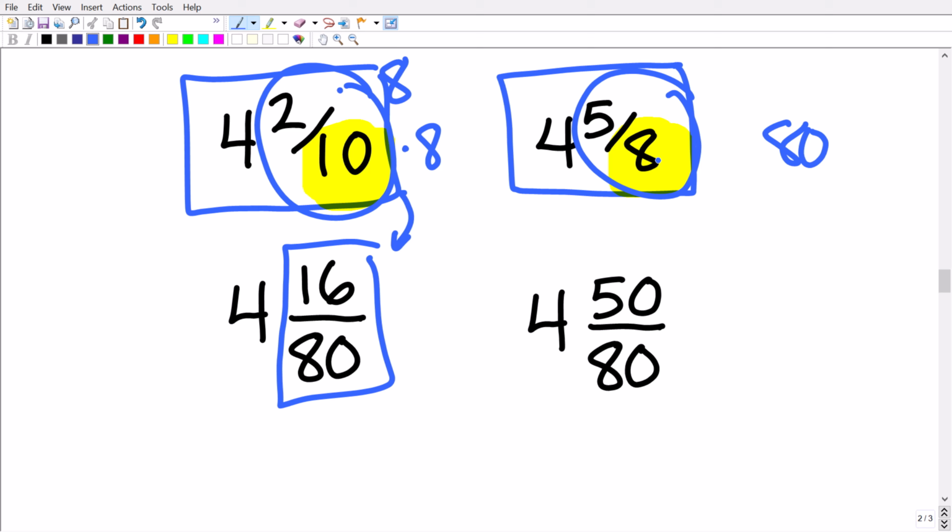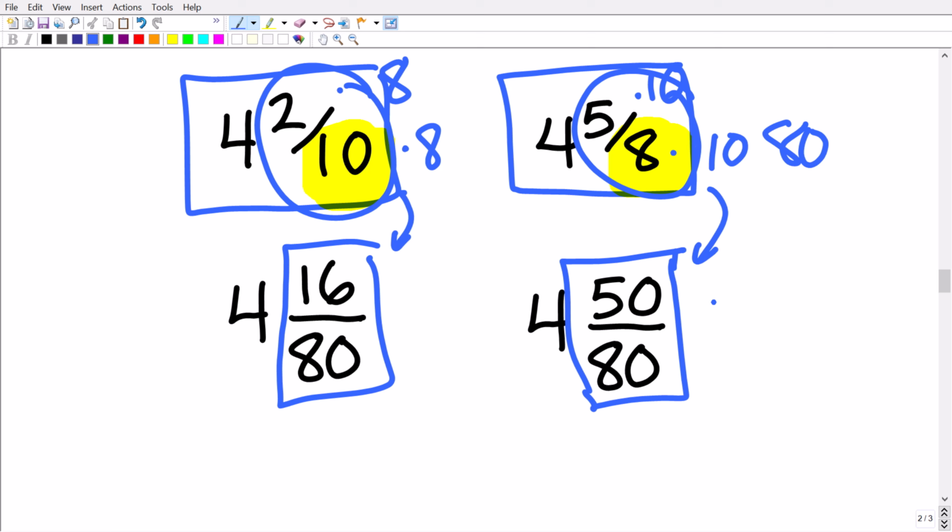Okay, so over here, how do I turn this 8 into an 80? Well, easy, just multiply by 10. So now I also have to multiply the numerator by 10 as well. So we're going to have 50 over 80. So these are what we call equivalent fractions. So 5/8 is equivalent to the fraction 50 over 80, and 2/10 is equivalent to the fraction 16 over 80. Okay, so which one of these fractions is larger? Well, if this is 16 out of 80 and this is 50 over 80, this is the larger number.